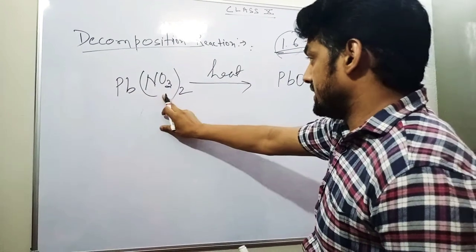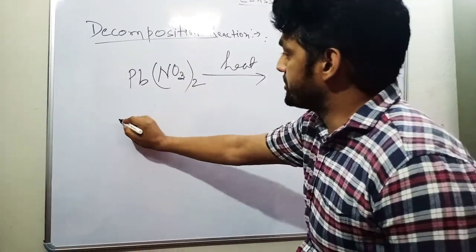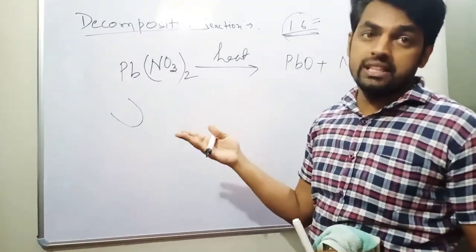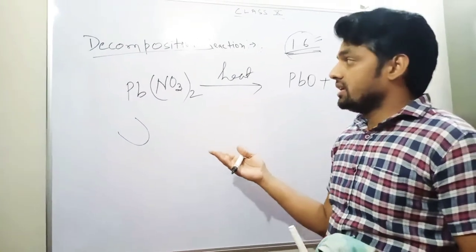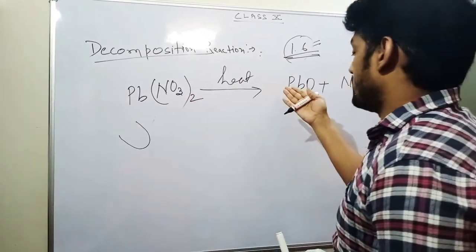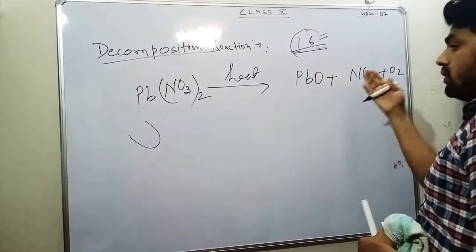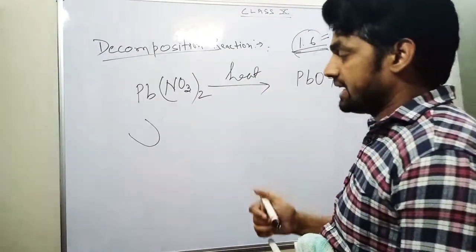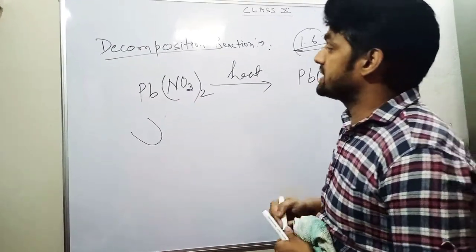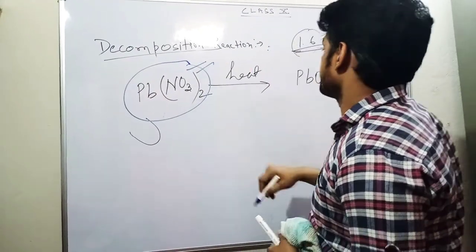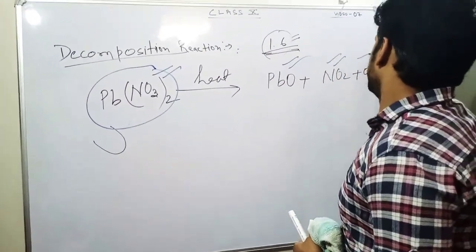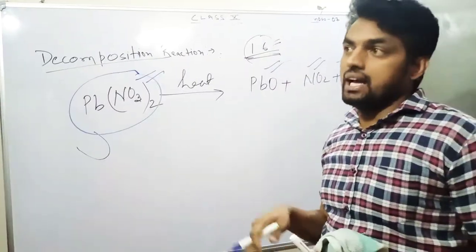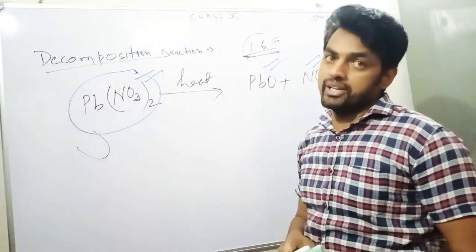Whenever lead nitrate is taken in a test tube and heat is supplied, thermal decomposition takes place. It breaks down into PbO, NO2, and O2. Through this example, we can easily say that from a single substance, two or more different substances are formed, and that kind of reaction is known as a decomposition reaction. These examples belong to thermal decomposition.